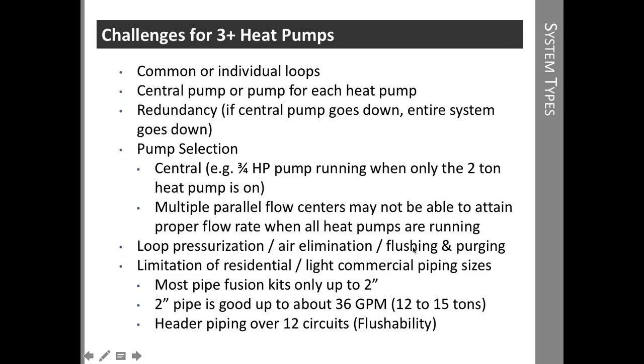Loop pressurization, air elimination, flushing and purging, all those become more important as we get a larger system, simply because we have a lot more pipe in the ground, and the flexibility of HDPE pipe can present some challenges. Also, there's some limitation on piping sizes. Most fusion kits that are available are up to 2 inches. Of course, there are larger tools available, but they're a lot more expensive. And we're limited to about 36 gallons per minute with 2-inch pipe, so 12 to 15 tons. Header piping, same thing. We want to make sure that we don't have a system that's not flushable with a standard Enertech flush cart. So all these are some challenges we need to look at.